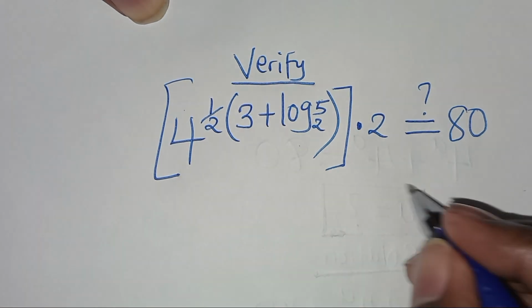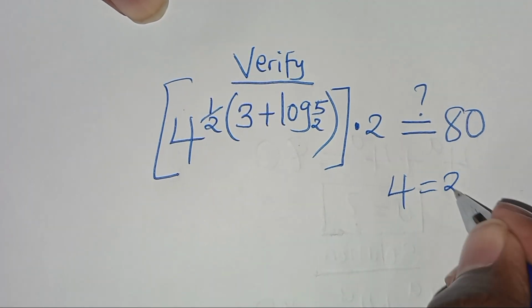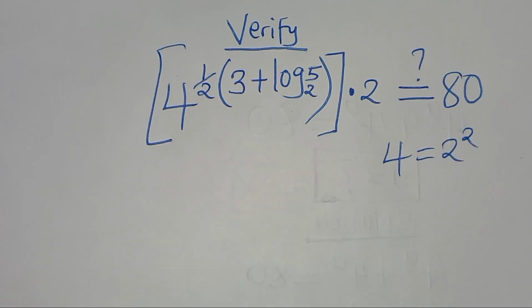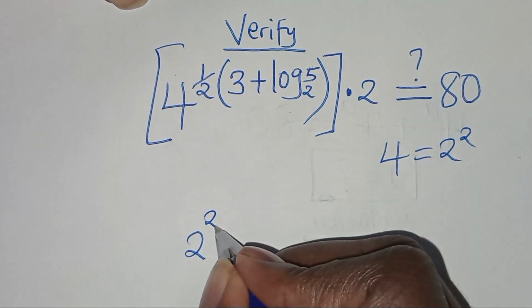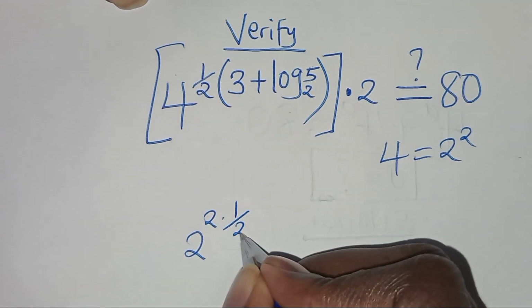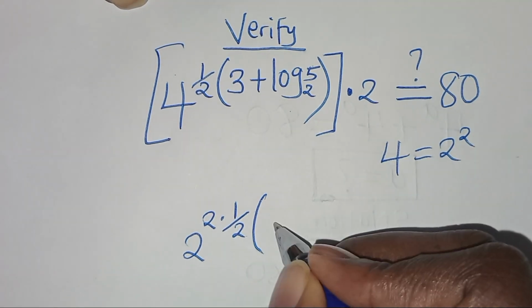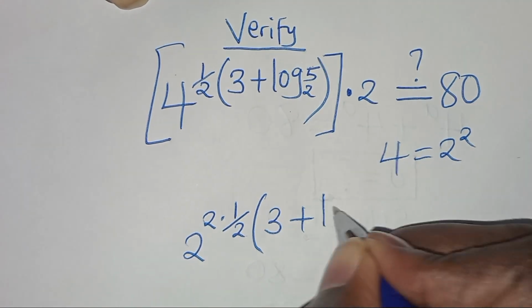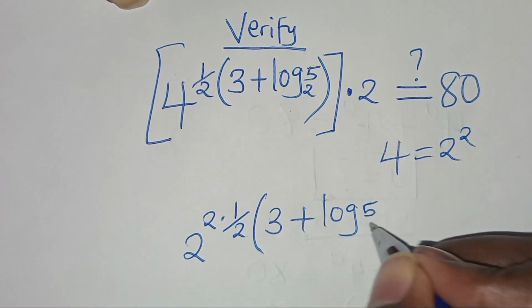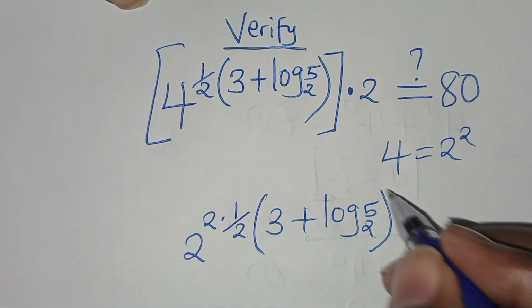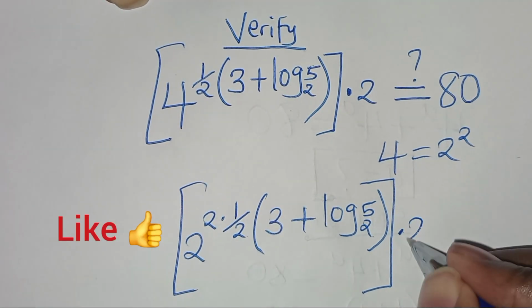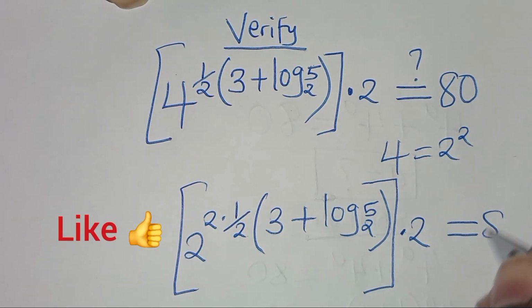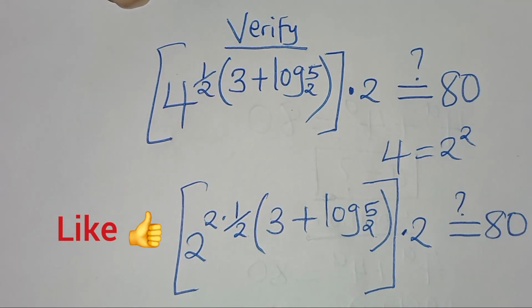Now from here, we can express 4 as 2 to the power of 2. Let's substitute this here. So we have 2 to the power of 2 multiplied by half into the parentheses. Here we have 3 plus log 5 to base 2. Close the bracket here. Everything here multiplied by 2. This is supposed to give us a value of 80.